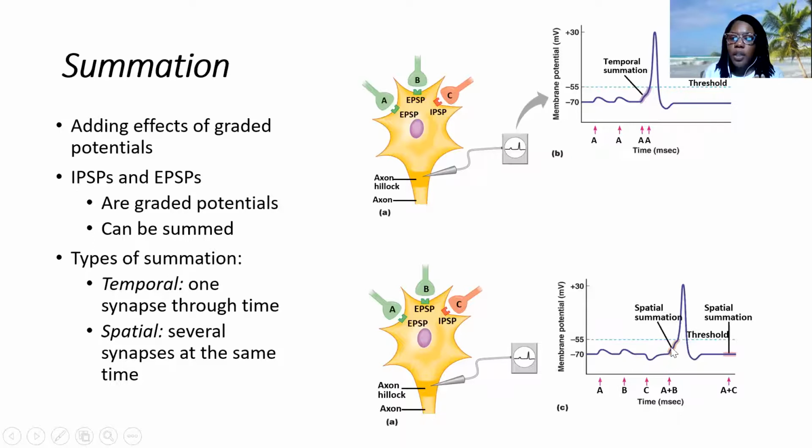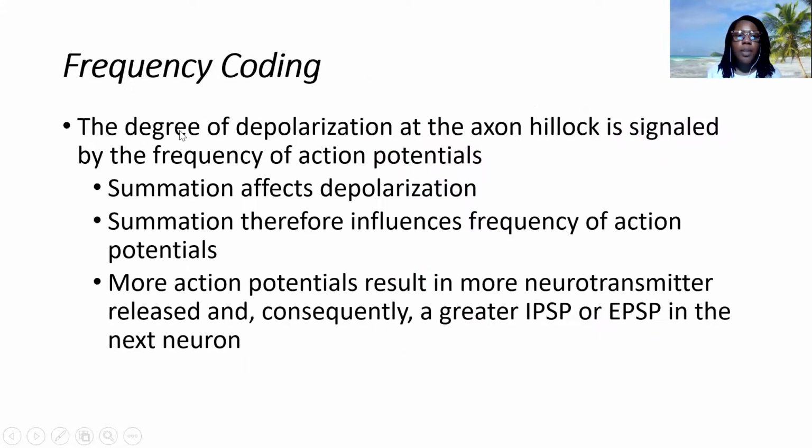And as we can see, we simply add those different graded potentials together. And once again, we determine whether or not that gets us closer to threshold. The third mechanism here is frequency coding. So the degree of depolarization is really determined by the frequency of the action potentials. Because we have summation happening, this also affects the degree of depolarization, so how much of a membrane potential change we see at the soma.